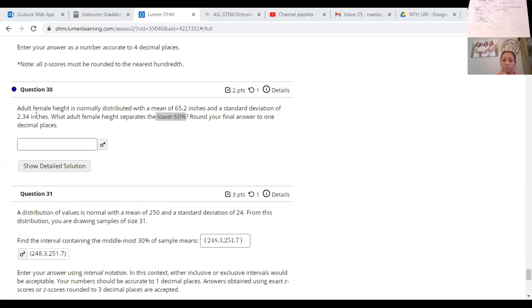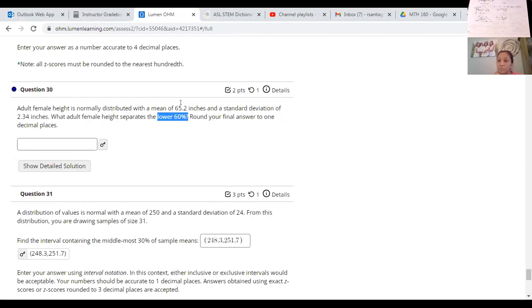Notice it says, adult female height is normally distributed with a mean of 65.2 inches and a standard deviation of 2.34. What adult female height separates the lower 60%? Oh, I was looking at mine because it says 26%. Well, that's okay, because it's the same exact concept. Once you find the z-score pertaining to that value, you plug it into your regular z-score formula.